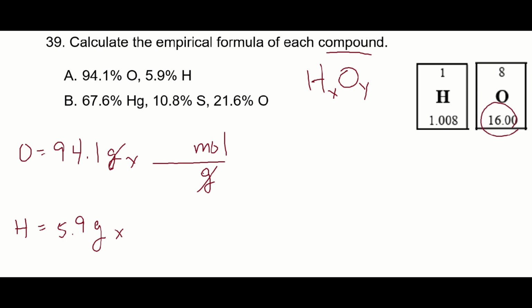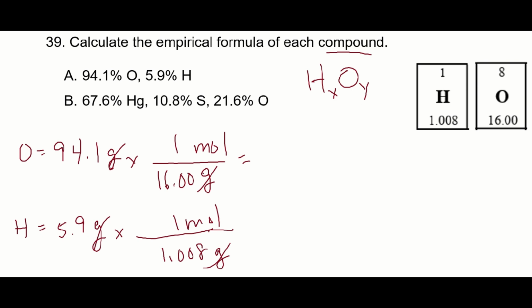Molar mass information is given to you on the periodic table. The molar mass of oxygen is 16.00 grams if you had 1 mole of it. That's how much mass of oxygen you would have. Similarly for hydrogen, the molar mass is 1.008 grams. Put that on the denominator and moles on the numerator to cancel out.